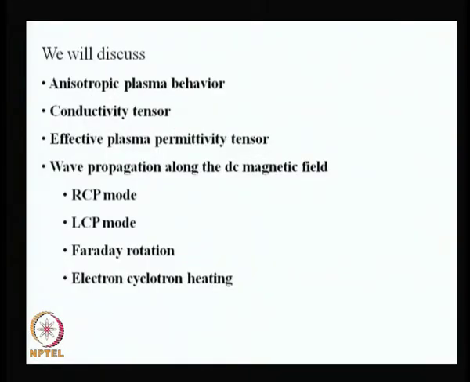Today we will discuss electromagnetic wave propagation in magnetized plasmas. Here we shall discuss the anisotropic nature of a plasma response to an electromagnetic field, and we shall talk about conductivity tensor, effective plasma permittivity tensor, and then we shall discuss a special case of electromagnetic wave propagation along the DC magnetic field.